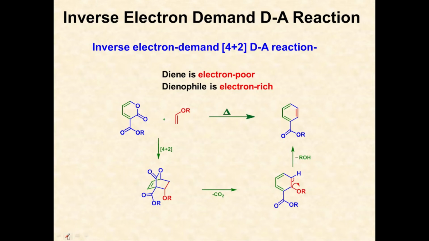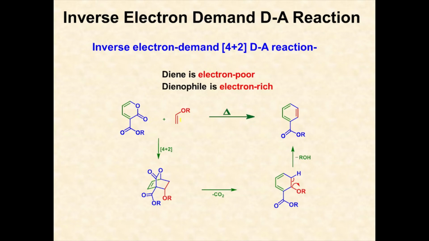Okay, so here is a simple demonstration of that kind of inverse electron demand reaction. There are many examples, and as you can see, the diene here is part of a cyclic ring system, a cyclic lactone, with an ester functional group attached as a substituent, while we have a vinylic ether system as the dienophile. The dienophile is electron rich, and the diene is electron poor because of the heteroatom in the ring structure.